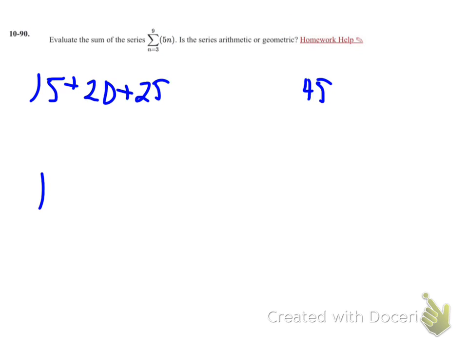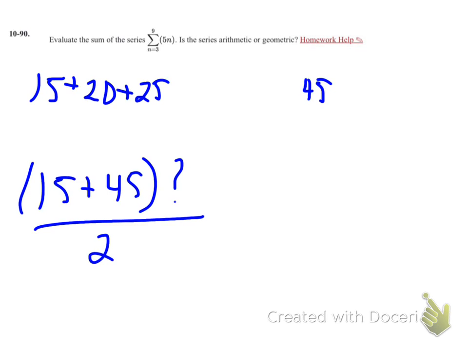So I know my first term is 15, my last term is 45. The thing is, I don't know my number of terms to divide it by 2. So there are a couple different things I could do. I could just keep adding all these in until I get all the way up to my last term. Another thing I could do here is think of my t of n equation.